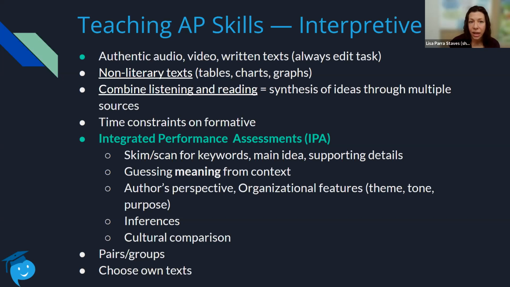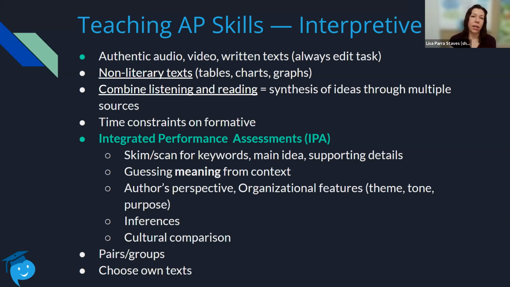So for an interpretive IPA, students are guided from literal comprehension through interpretive comprehension. So they're starting with skimming for keywords, main ideas, supporting details, guessing the meaning of unfamiliar words based on the context, and then more into some AP level questioning where we would expect students to talk about or identify the author's perspective, organizational features, what's the purpose, what's the tone, symbolism, themes coming up, inference questions, cultural comparisons.